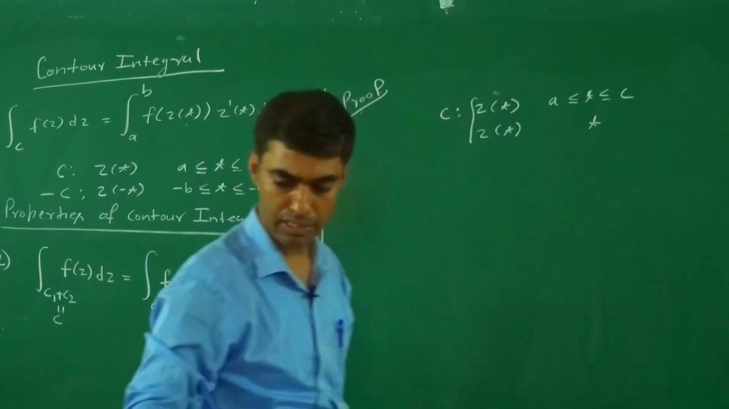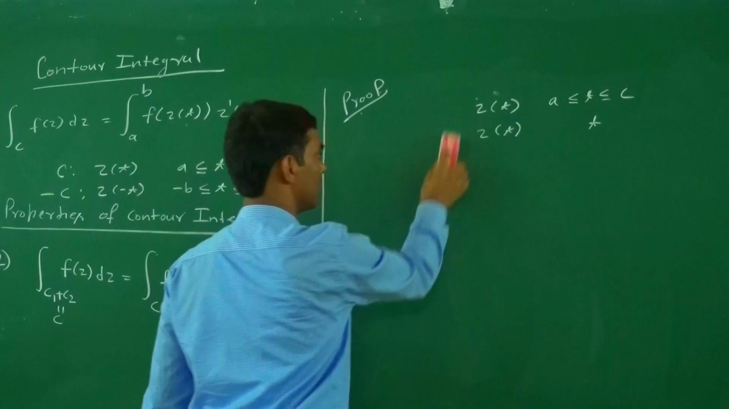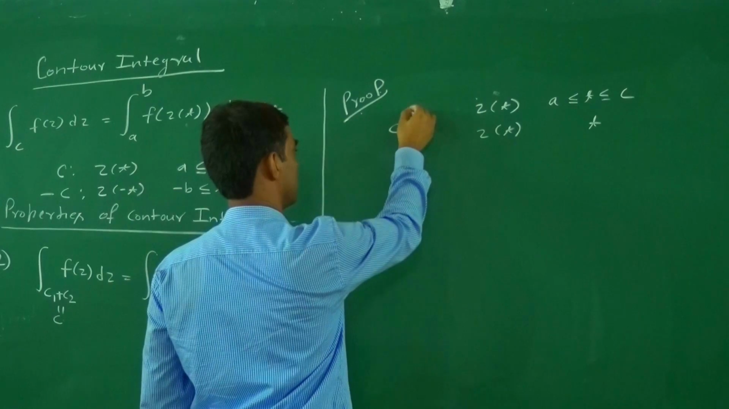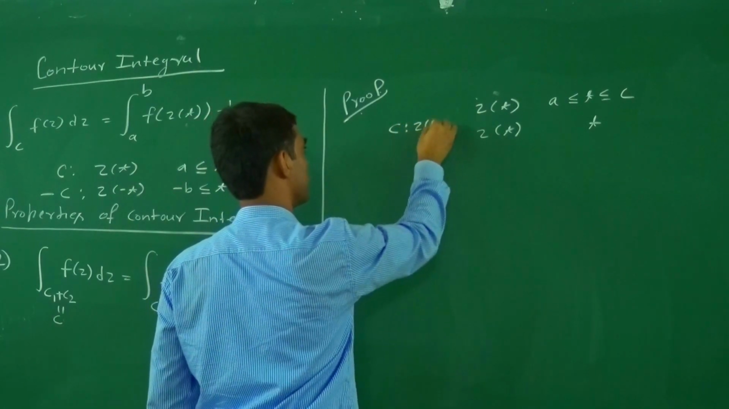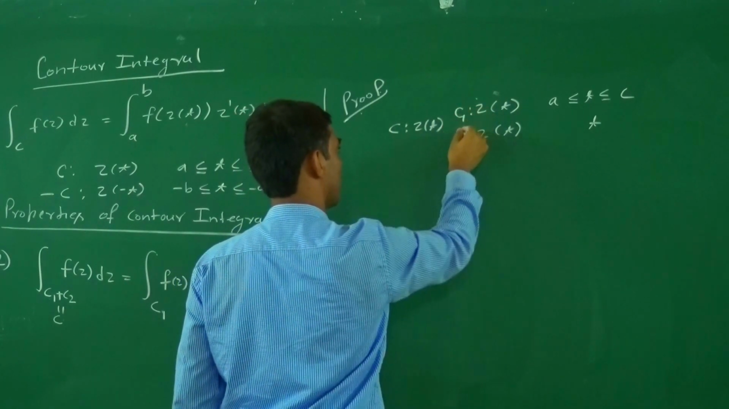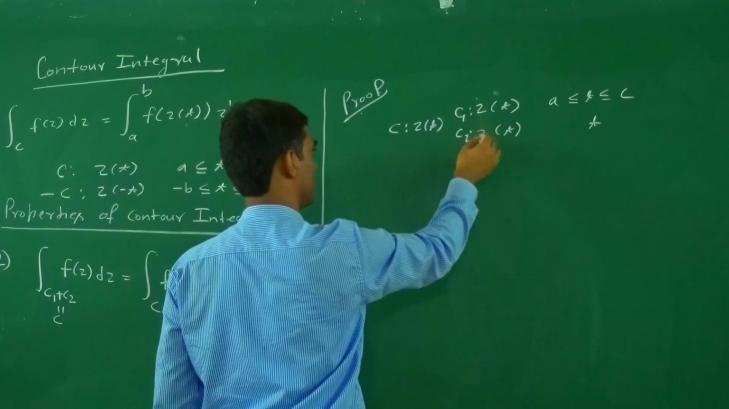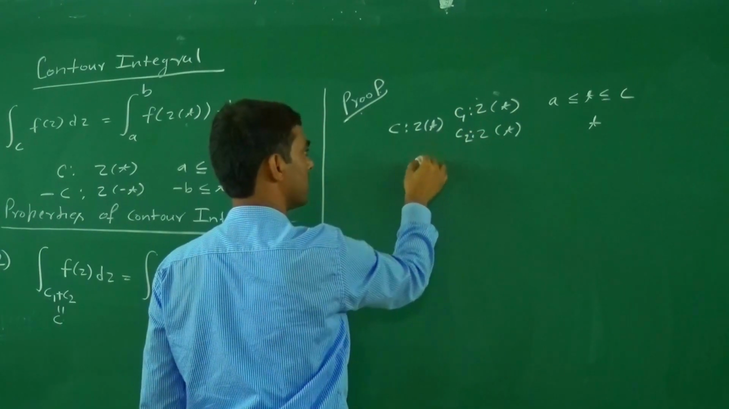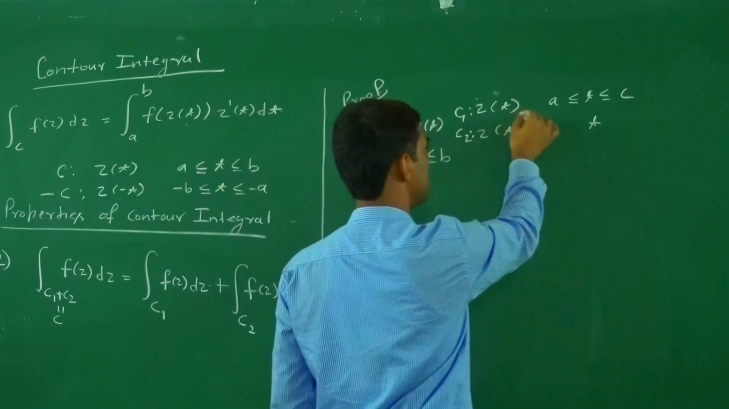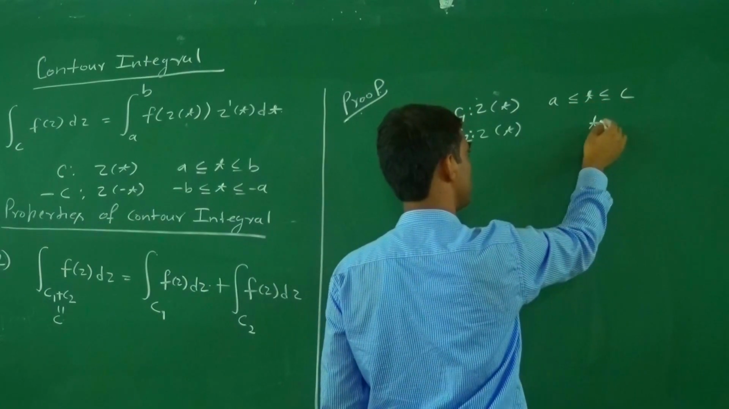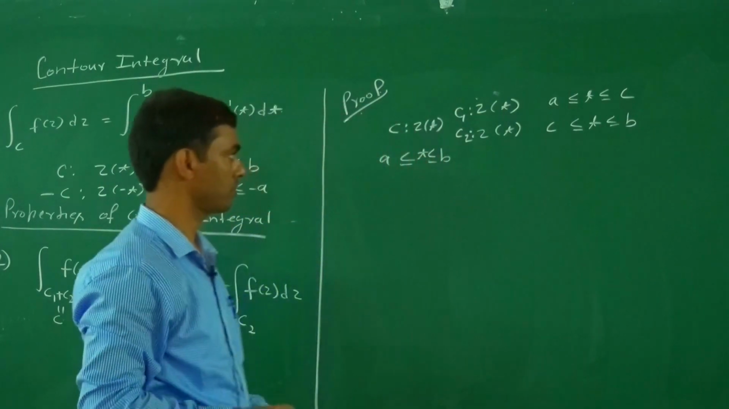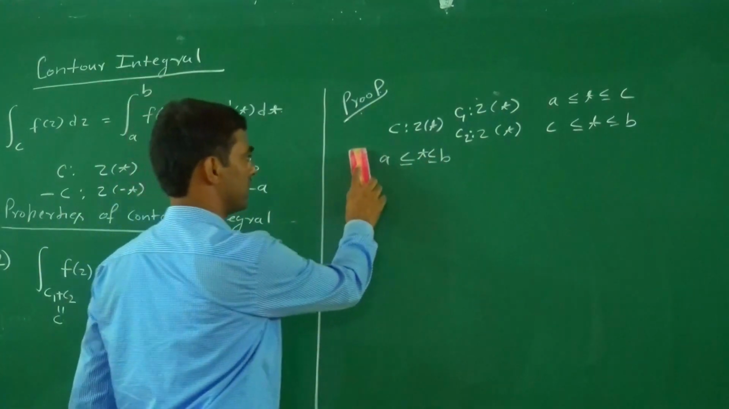c to b. If we write this in this form, c is z(t), and it consists of two parts. This one is C1 and this one is C2. Here z(t) is defined with t ranging from a to c, and z(t) is defined here for t from c to b. So basically this is C.